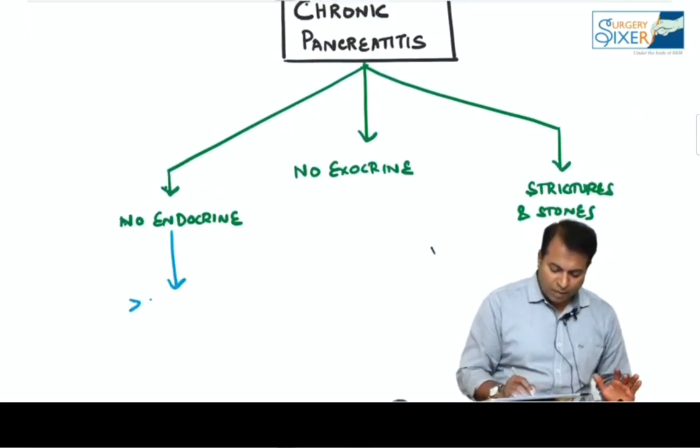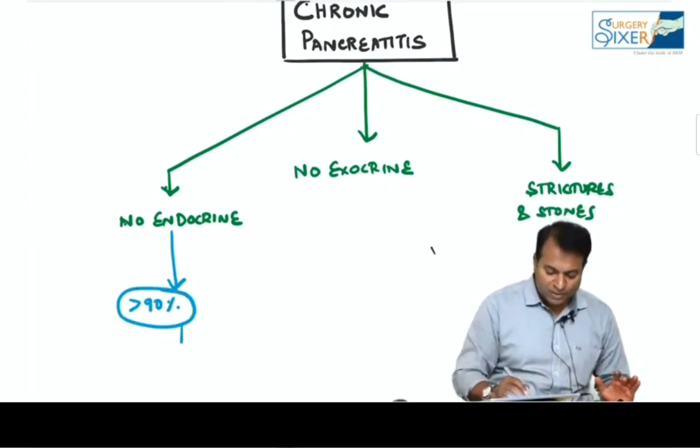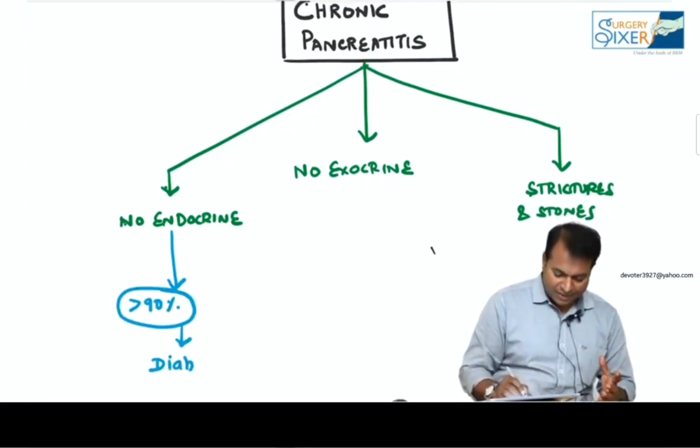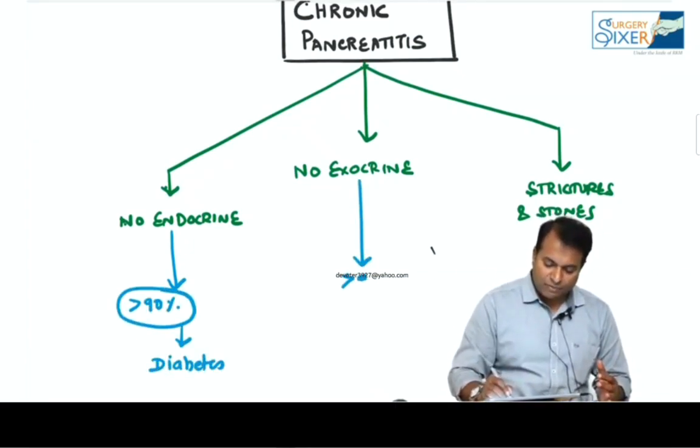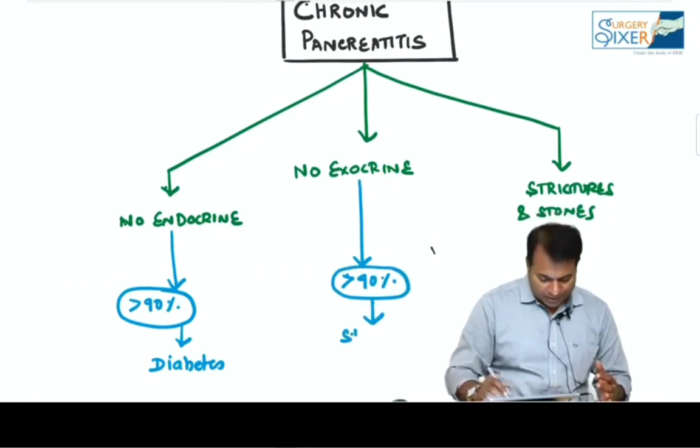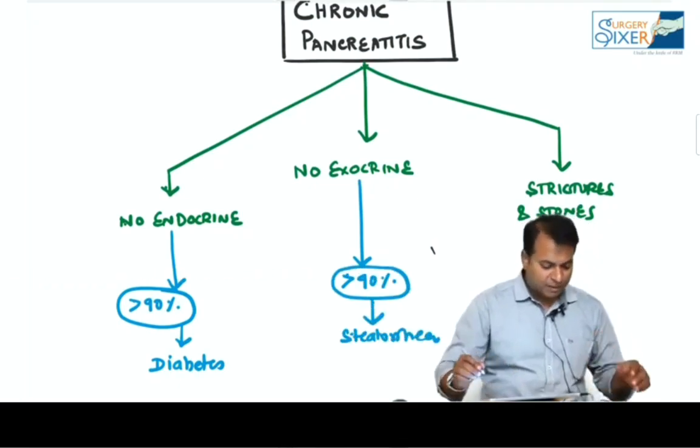These are the three reasons for a patient presenting with chronic pancreatitis. No endocrine function: more than 90% of the endocrine function is lost. What disease does the patient develop? They develop diabetes. More than 90% of exocrine pancreatic function is lost. What symptom does the patient develop? Steatorrhea. The patient develops strictures and stones in the duct.